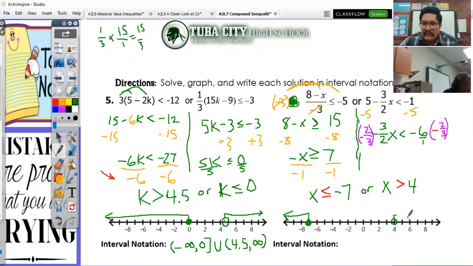And x is greater than 4, so I need to find the numbers that are greater than 4, which is this side. Now we just have to find the number. So starting from negative infinity, we got to work our way to the right. We stop at -7, which is part of the solution. It is included, so we're going to use a bracket. Union, and starts again at 4, but doesn't include 4, and continues to positive infinity.